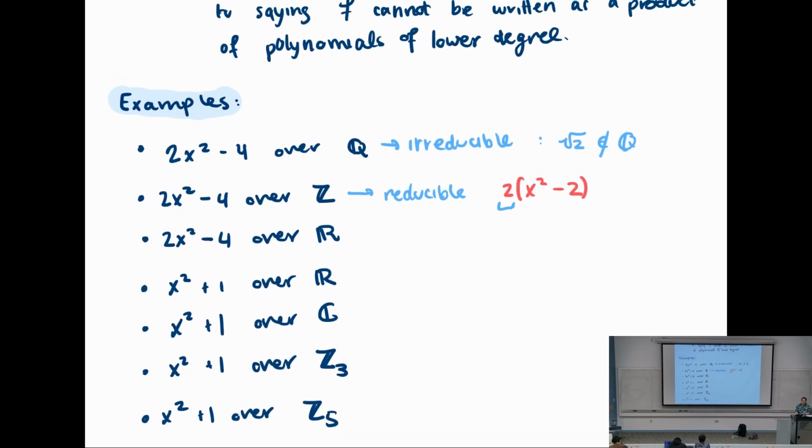Okay, what about over R? Is it reducible or irreducible? Yeah, so we can write it like this. So that makes it reducible. Okay, so then what about these next examples? What about x squared plus 1 over R versus C?